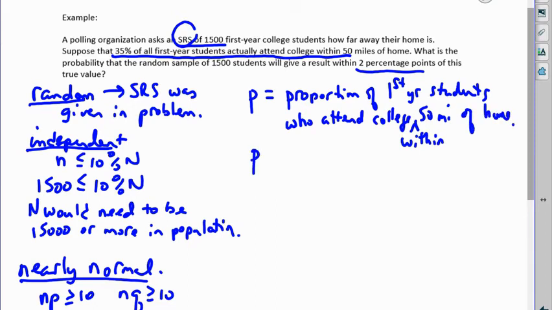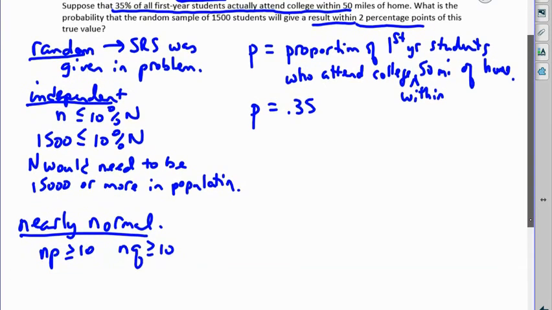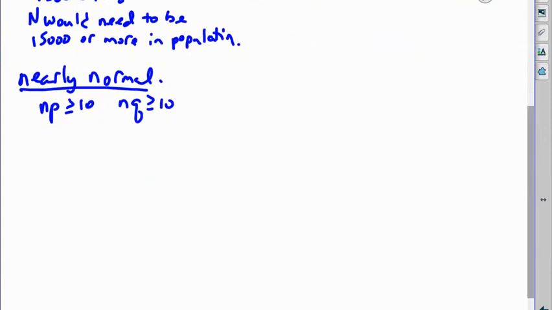Okay, and p, the true population value, we believe is 0.35. And it looks like we don't know what p hat is, but we want our result to be within 2 percentage points from that. So we'll look at that. But anyway, now that we know what p is, we can come down here. And if we didn't know what p was, we would check with our best guess at p. But we do know what p is.